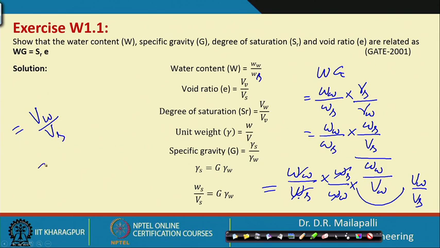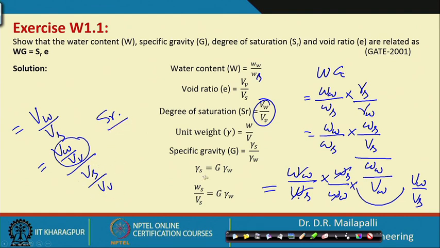Now, as I mentioned before, V_w by V_v and V_s by V_v. So V_w by V_v gives S_r, okay, and V_s by V_v, that means 1 by e. So which is equal to S_r into e, right. In this way, we started with W_g and ended with S_r into e.